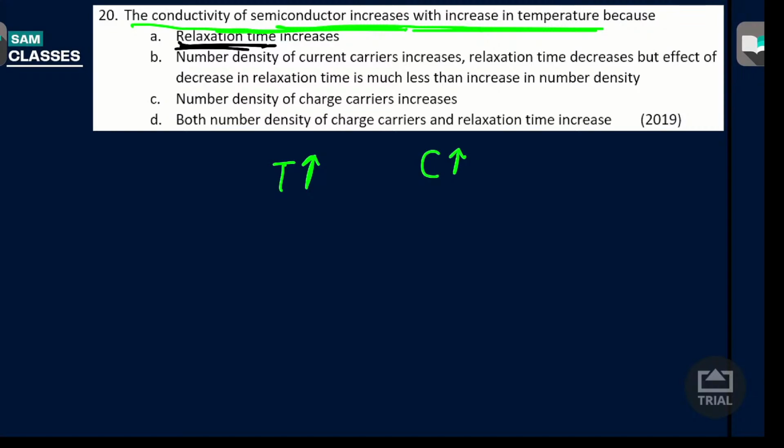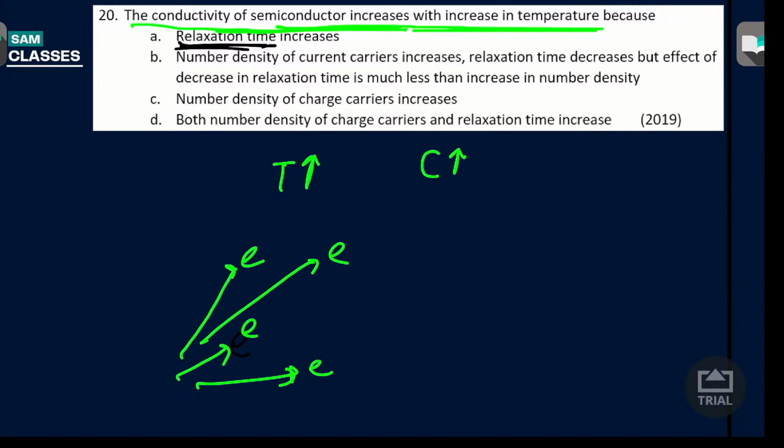B option. Number density of the current charge carriers increases. Earlier the electrons were like, so I'm almost dead, I can't participate in conduction. Now they all say, oh, we got new energy. So what we'll do? We'll try to contribute. Clear? So relaxation time decreases, but the effect of decrease in relaxation time is much less than the increase in number density. Means you are able to charge a lot of number of electrons. If you start giving energy to them, the number of electron density will increase. C point, number density. See, the last line you have to think again.